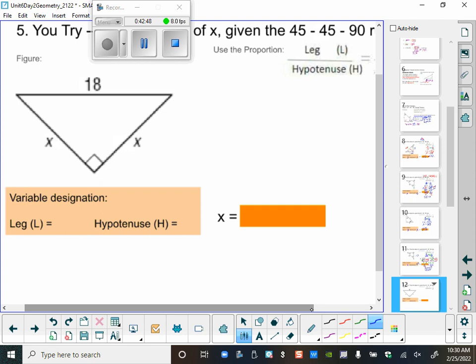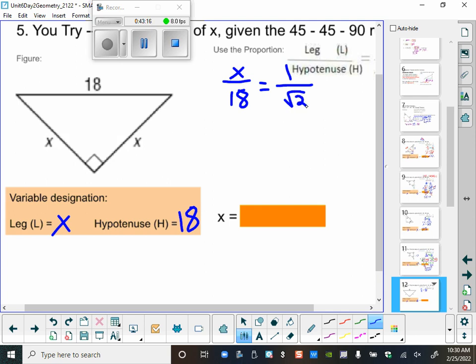I'll keep it over here. We said leg, x, hypotenuse 18. And then I'm going to set up our proportion. What's on top, what's on the bottom? x over 18 and 1 over the square root of 2. All right.